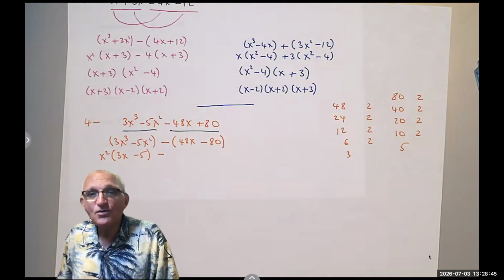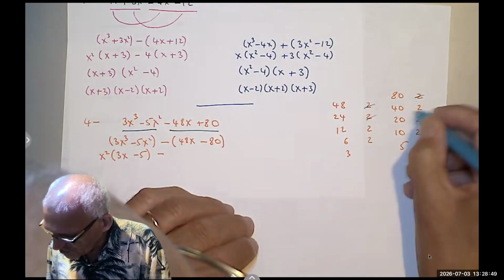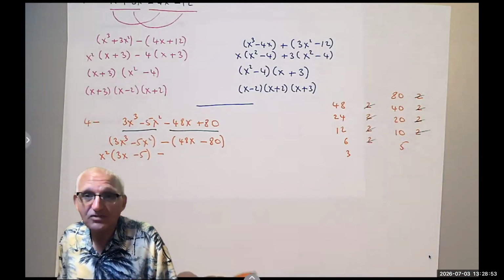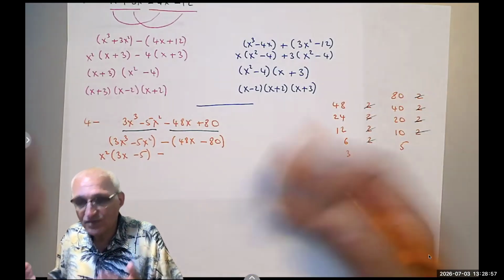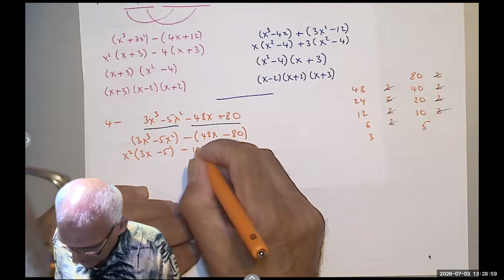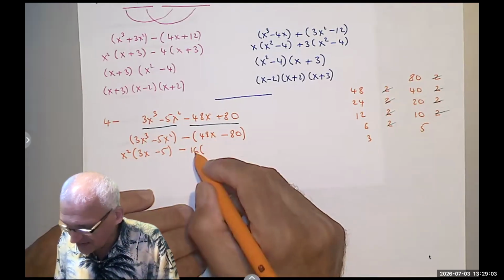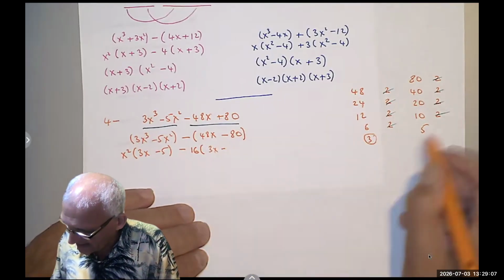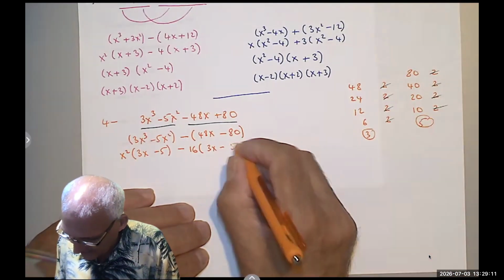So now when you see what can be factored, I have a 2, a 2, a 2, and a 2. So I have 4 2's, meaning 2 times 2 times 2 times 2, which is 16. So that's what you factor out. 48x, the 48 over 16 is 3. So I get 3x. 80 over 16 is 5, so I get minus 5.